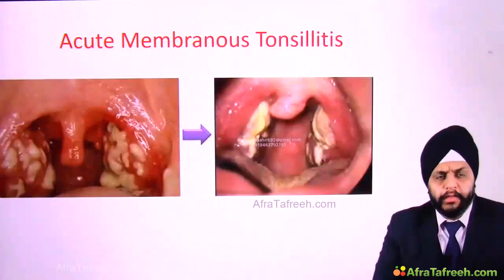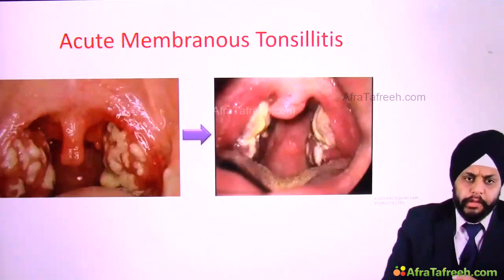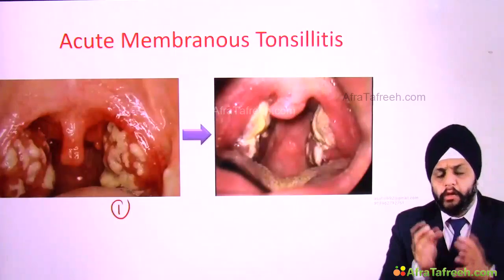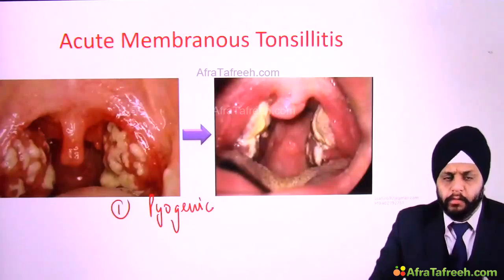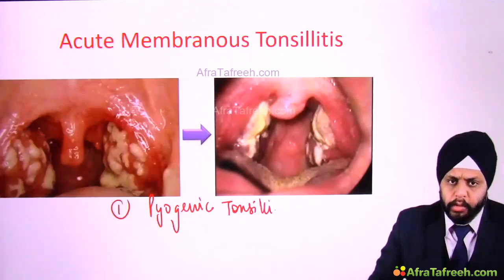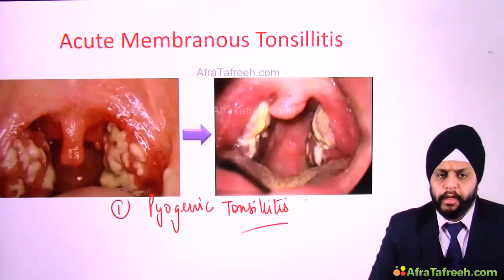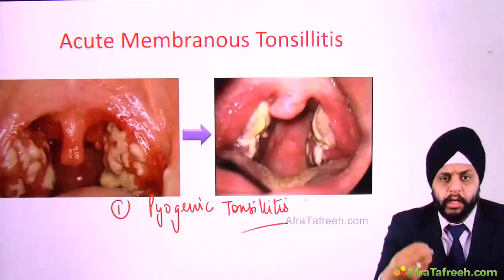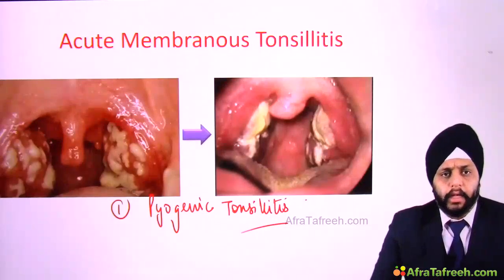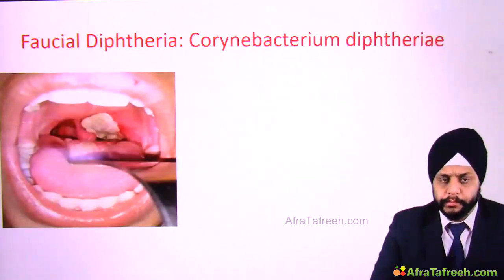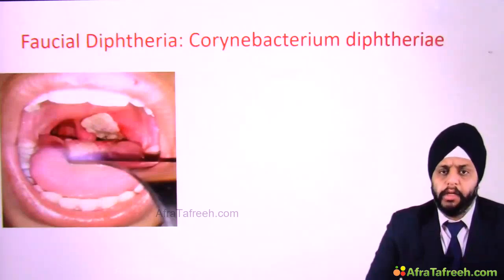There are a lot of conditions which can mimic acute membranous tonsillitis. Number one, we discussed that a membrane over the tonsils can be because of a bacterial infection, known as pyogenic infection. So acute membranous tonsillitis is because of bacteria, the hemolytic bacteria, and this is a pyogenic tonsillitis. But there can be other differential diagnoses for a membrane over the tonsils. Let's see, over here we have faucial diphtheria. So there is diphtheria in the oropharynx caused by the bacterium Corynebacterium diphtheriae.